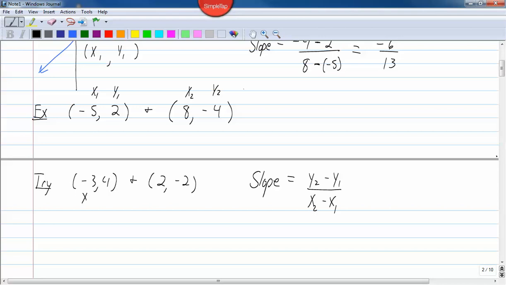Alright, so I usually label my points. It's just so I can keep everything straight, because a lot of times we may have a different formula that uses these same types of points. So I just label those. Alright, y sub 2 is negative 2, minus y sub 1 is 4, over x sub 2, 2, minus x sub 1, negative 3. Alright, so it's going to be negative 6 over 2 plus 3 is 5.